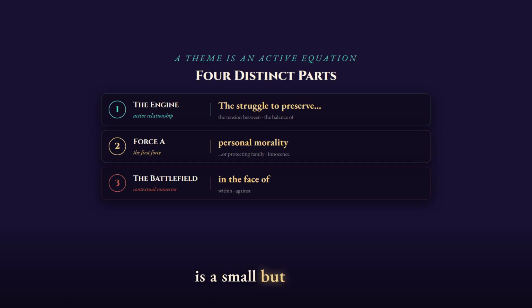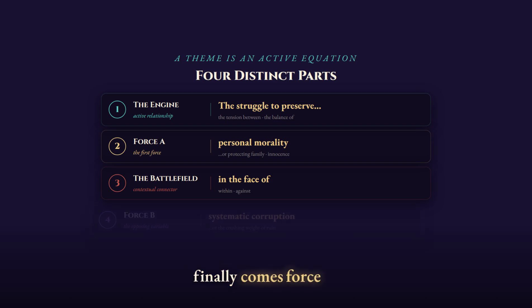Next comes the contextual connector, or the battlefield. This is a small but mighty part of the anatomy. It defines how your two forces are going to interact. Connectors like within, against, or in the face of establish the rules of engagement. They set the stage for the conflict.